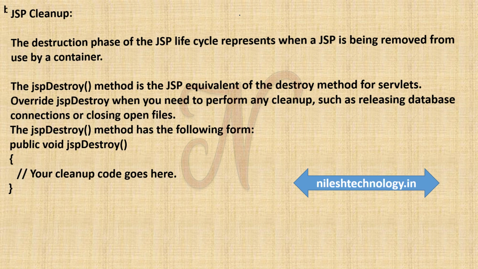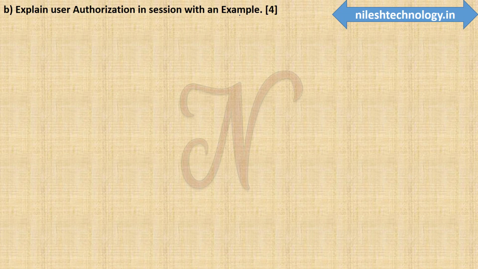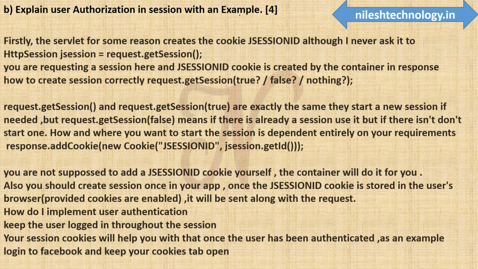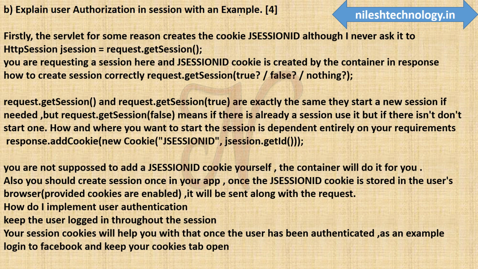Going to next question. So my next question is that explain the user authorization in a session with an example. So see here, this is the user authorization by using the session. When the session is created, then there is a default ID generated. So this ID is the session ID. So if you combine the cookie and the session in a program, then the ID is named JSESSIONID. So this is your session syntax, HttpSession jsession equal to request.getSession. Now this is the JSESSIONID.